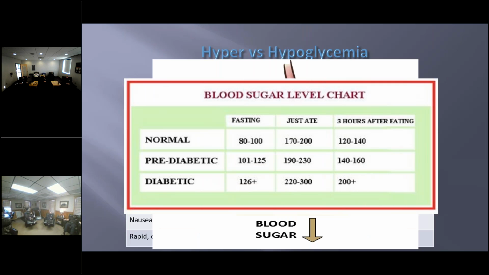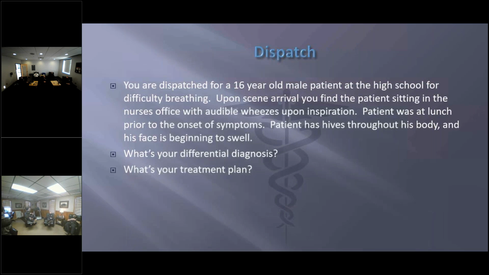So normal blood sugar values, diabetics are kind of like snowflakes. Everyone is learning as far as what their normal values are. So when you're doing your sample history, make sure that you're asking them what their normal blood sugar value is, to compare it based on your findings.